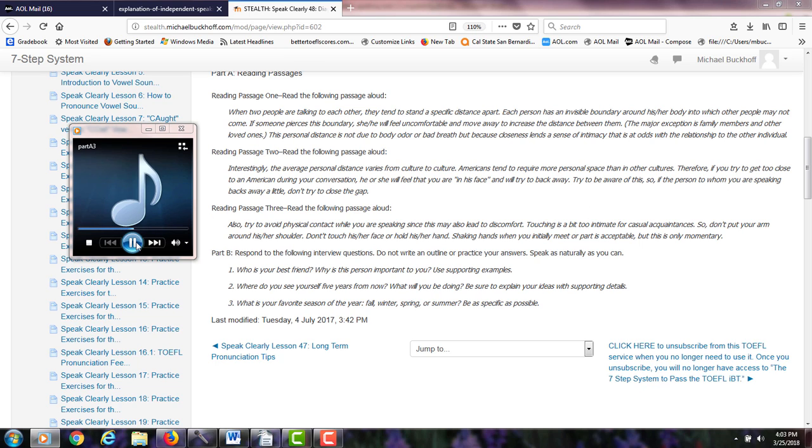So don't put your arm around his/her shoulder. Don't touch his/her face or hold his/her hand. Shaking hands when you initially meet or part is acceptable, but this is only momentary.